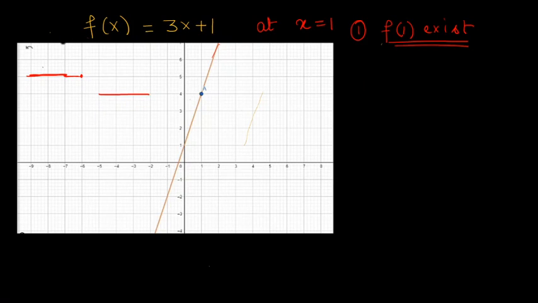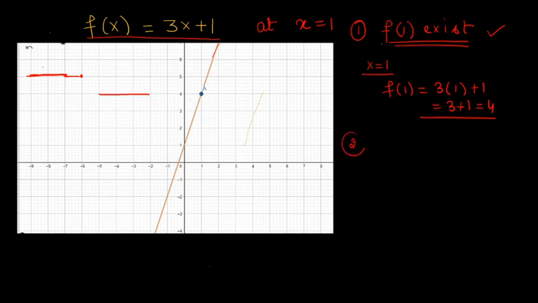Our function is that f of x is equal to 3x plus 1. First of all, f of 1 should be existing. So, value of the function at x is equal to 1. We have to check. Just simply put x is equal to 1. When we put x is equal to 1, what we will get? 3 into 1 plus 1. Answer is 4. It is finite, so it exists. So, first condition is satisfied.